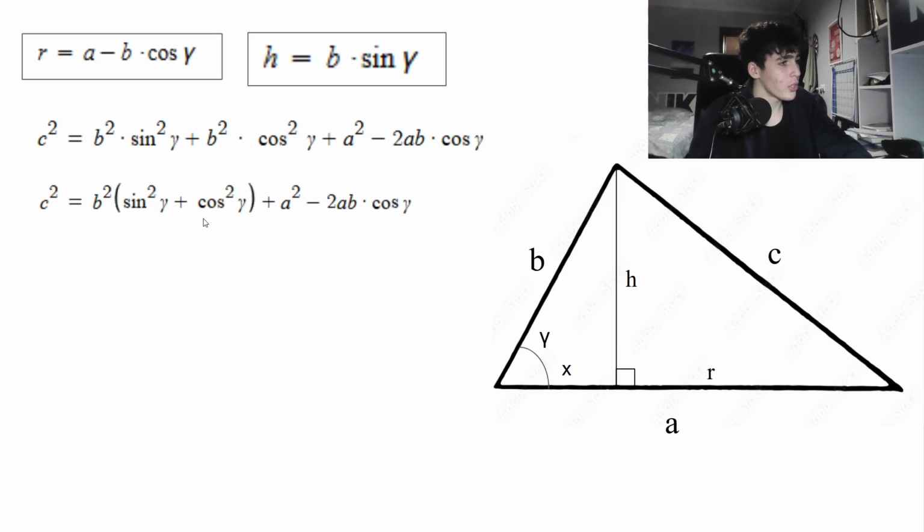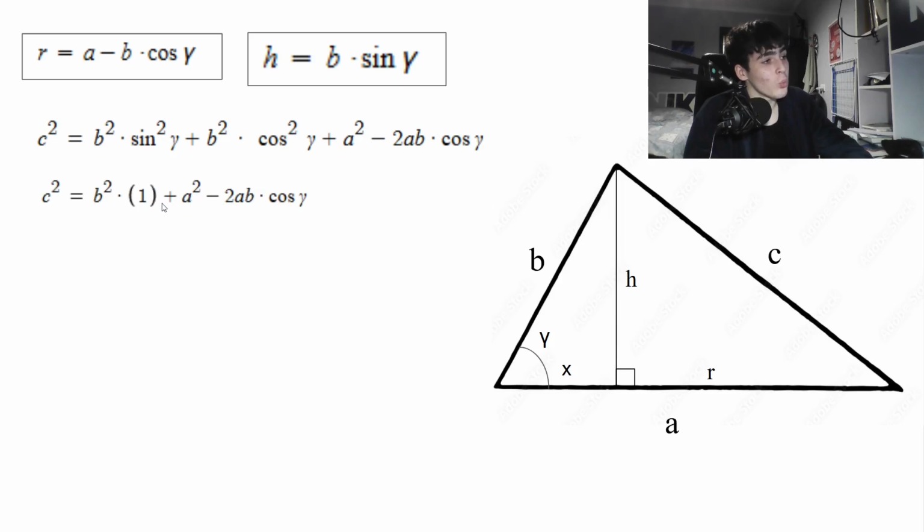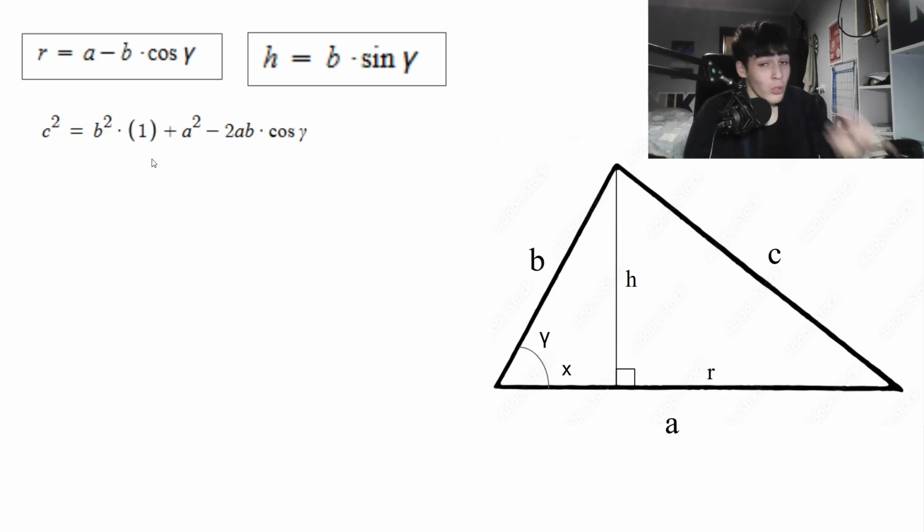So in this situation, we have to look at sine gamma squared plus cosine of gamma squared. Sine gamma squared plus cosine of gamma squared is actually equal to 1. This is a whole other thing, and I'll prove it in the next video, I promise. So instead of sine gamma squared plus cosine of gamma squared, we can plug in 1 here. So this will be b squared times 1. Let's move this up a little bit so it will be more visually appealing once again. And b squared times 1 is b squared.